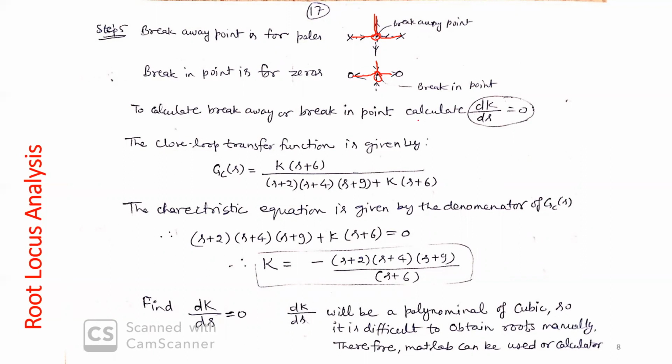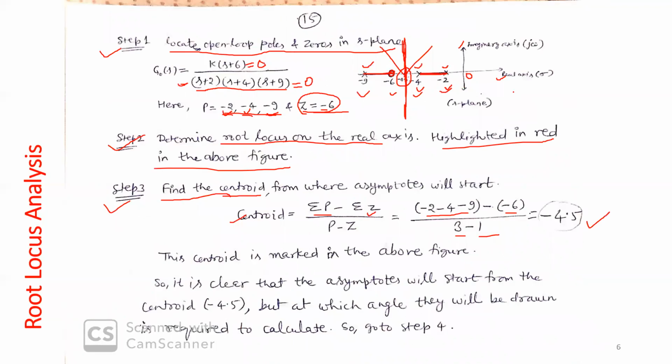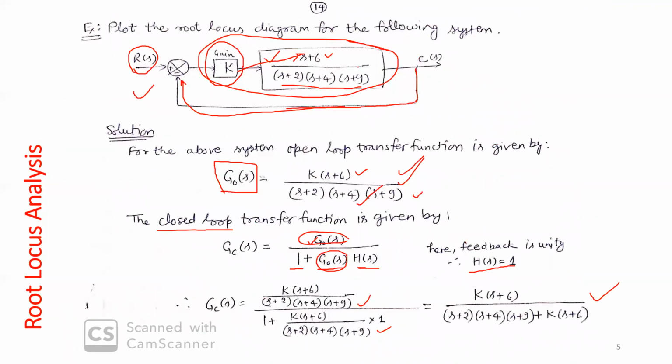Okay. To calculate this, first we calculate this k value. From the closed loop transfer function, this k value you have to calculate from the closed loop, not from the open loop transfer function. Okay. Our open loop transfer function is this, while the closed loop transfer function is this. So from this closed loop transfer function, you have to calculate the value of k.